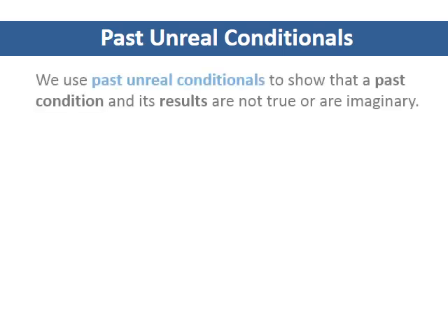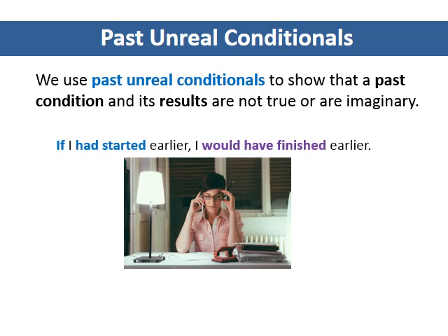Past unreal conditionals. We use past unreal conditionals to show that a past condition and its result are not true or are imaginary. In this case, the grammar changes again. Listen to the example. If I had started earlier, I would have finished earlier. In this sentence, the reality is I did not start earlier, and as a result, I finished later than I wanted to. This conditional expresses a regret about the past.